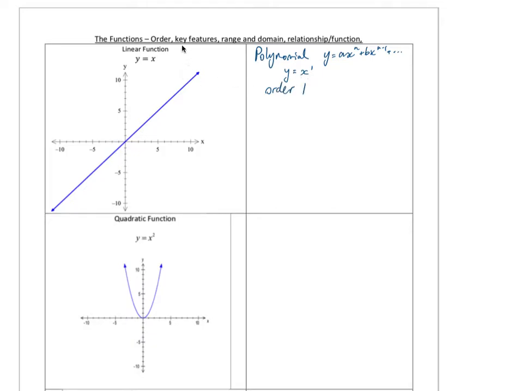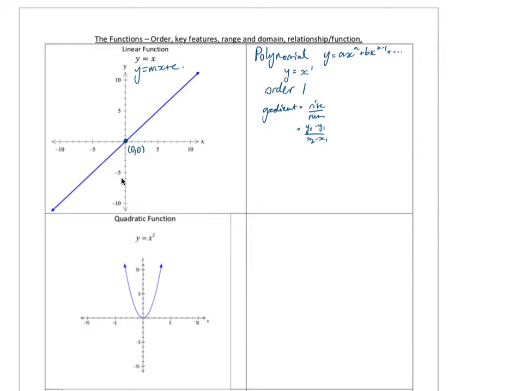Okay, so for a linear function, what are the key features? Well, you've got your y-intercept. The y-intercept typically starts off at 0, 0, and we have our gradient. Gradient is rise over run. And we've got our y-intercept, which is typically the plus c in mx plus c. In fact, I'll write that underneath. y is equal to mx plus c. Gradient is equal to rise over run. The other way of saying that is y2 take y1 over x2 take x1.